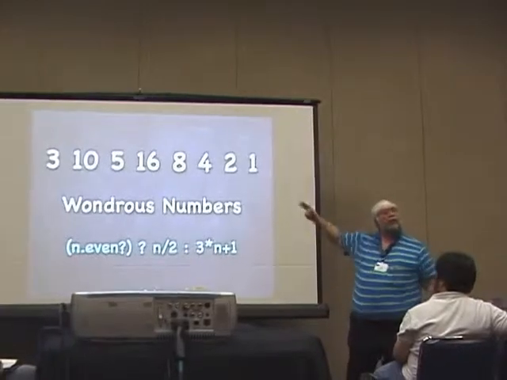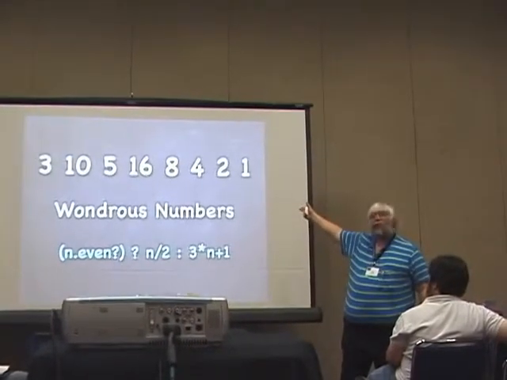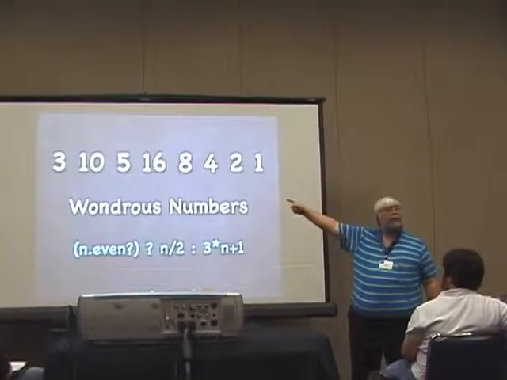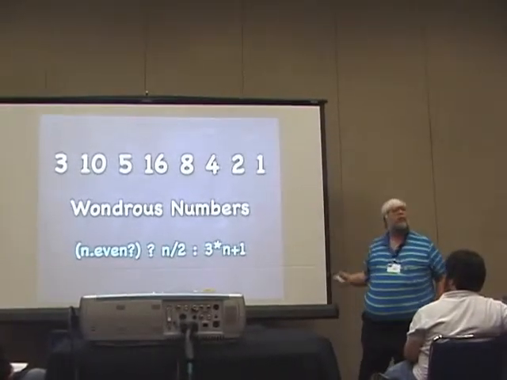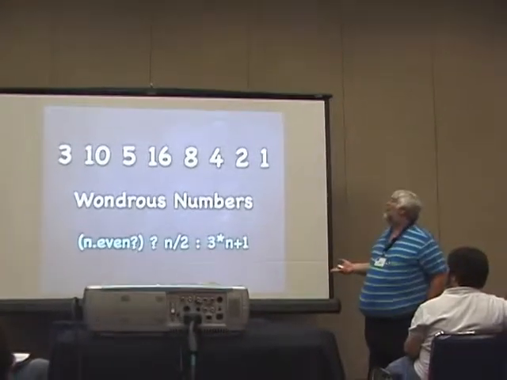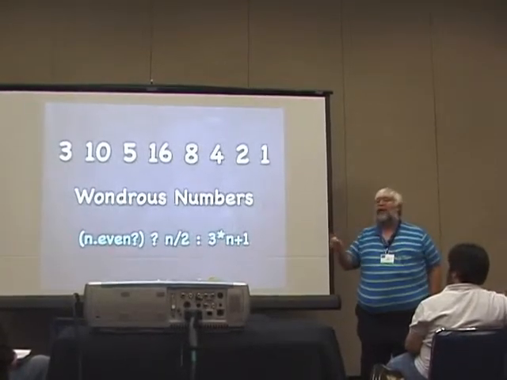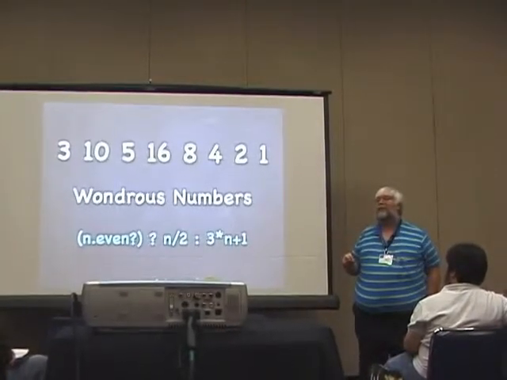And if the sequence terminates in a 1, and that's what you don't go any farther than 1, then that number you started with, and indeed all the numbers in that sequence, are called wondrous numbers. Why is that important? Well, the question is, do there exist any numbers that are not wondrous?